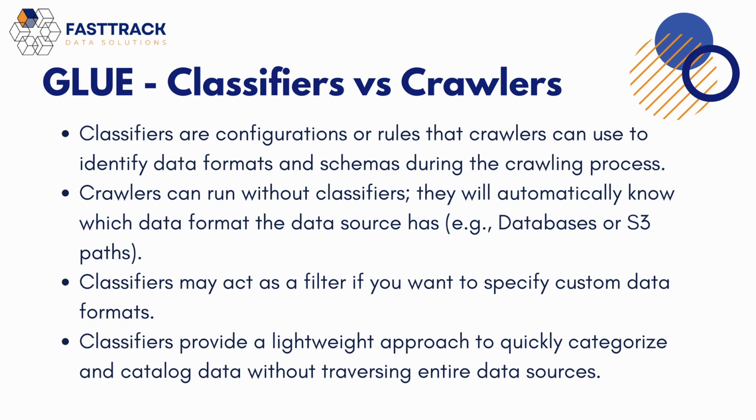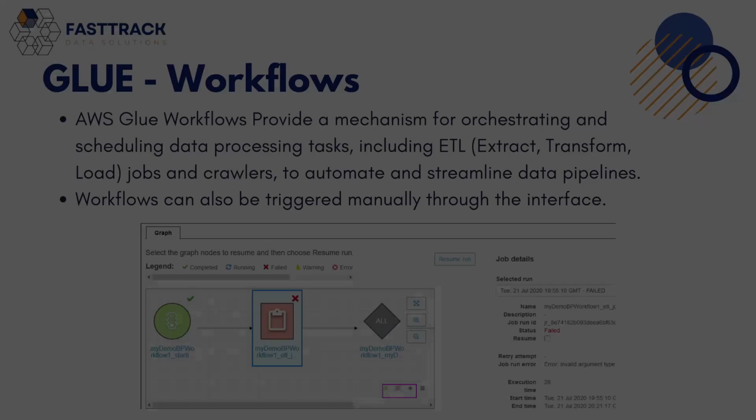Crawlers and classifiers work together but have different roles. Crawlers scan data sources and populate the Glue Data Catalog with tables and metadata. They can run on their own and automatically detect common data formats. Classifiers, on the other hand, are rules that help crawlers identify specific data formats or schemas, especially when you need custom handling. Think of classifiers as optional filters or shortcuts, useful when you want precise control or faster categorization without fully scanning everything. Next are workflows.